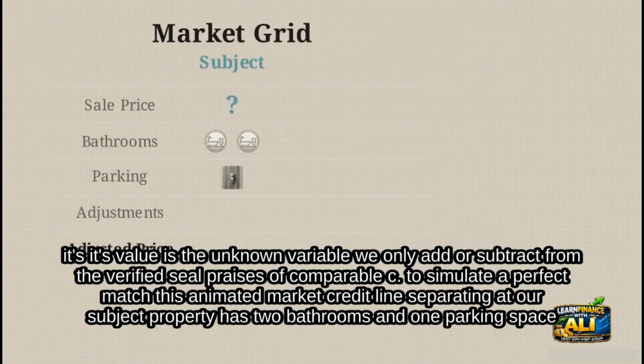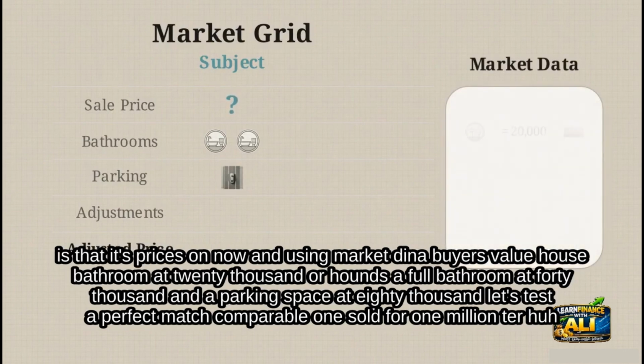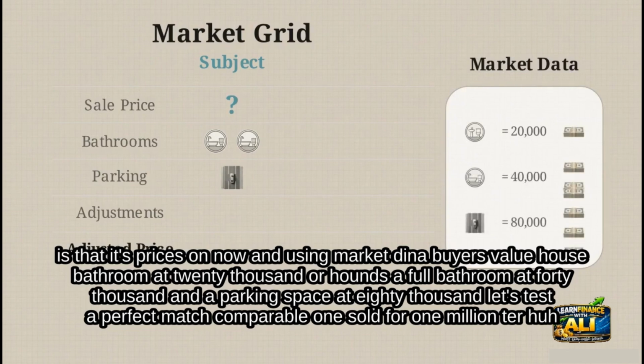Our subject property has 2 bathrooms and 1 parking space, but its price is unknown. Using market data, buyers value a half bathroom at 20,000 dirhams, a full bathroom at 40,000, and a parking space at 80,000. Let's test a perfect match.